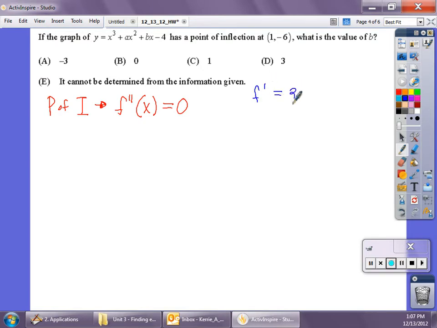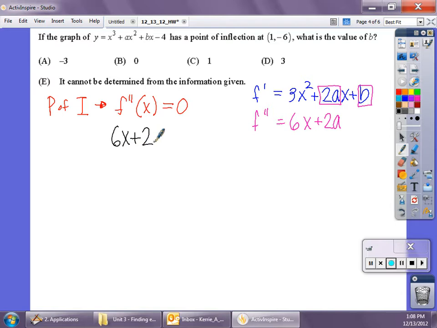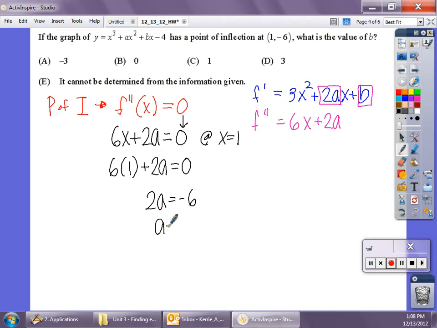First derivative would be 3x squared plus 2ax plus b. Second derivative would be 6x plus 2a. This is a constant. This is a constant. Now, I'm going to substitute my second derivative into my equation on the left side. On the right side, we're leaving that equal to 0 because the point of inflection would cause that to be 0. The point of inflection is happening at x equal to 1, so I'm going to substitute in my x. So I get 2a is equal to negative 6, a is equal to negative 3.